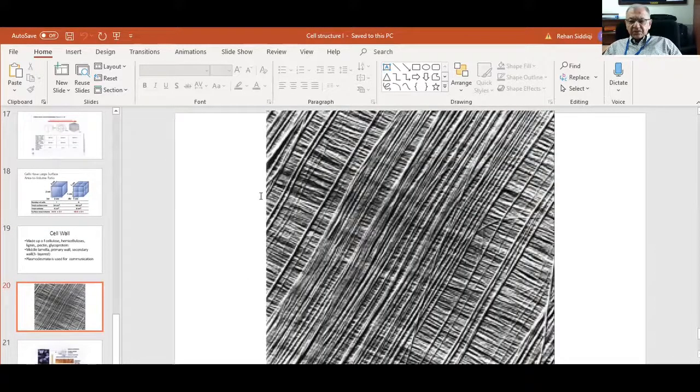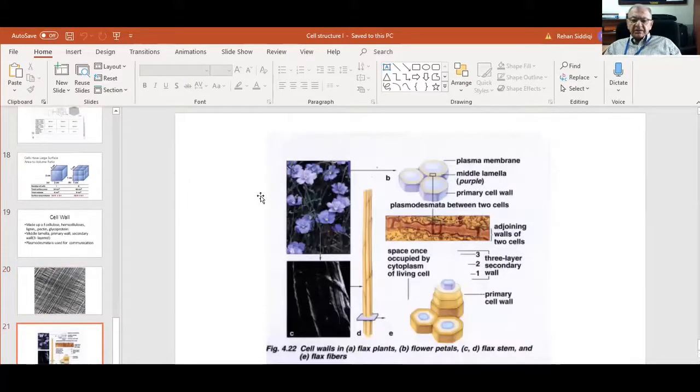Here in this slide, you can see the ultrastructure or electron microscopic structure of cell wall, and they are made up of cellulose fibers which have a crisscross arrangement. Crisscross arrangement means these fibers will run in this direction, and the other layer will run in the opposite direction. This is called crisscross arrangement. Here you can see the cell wall with the middle lamella and the primary wall and the 3-layered secondary wall.